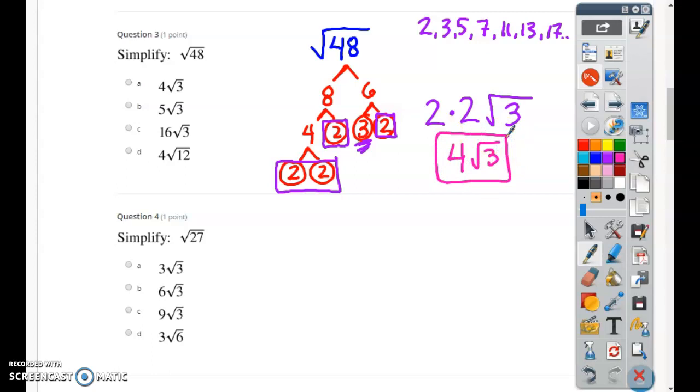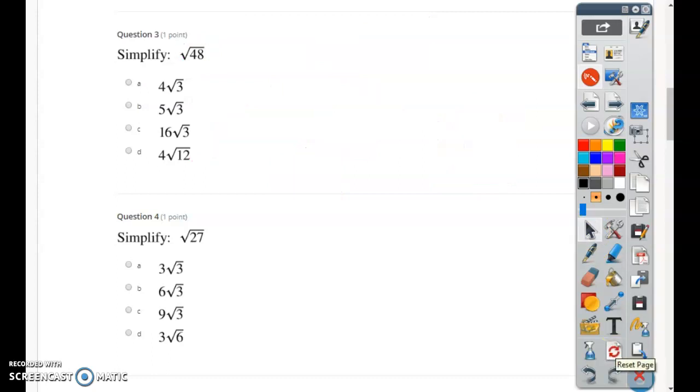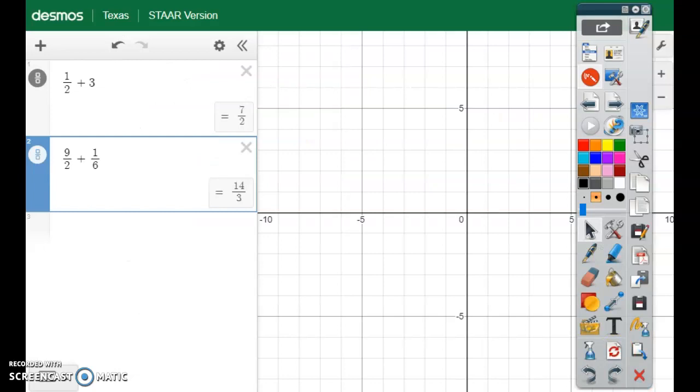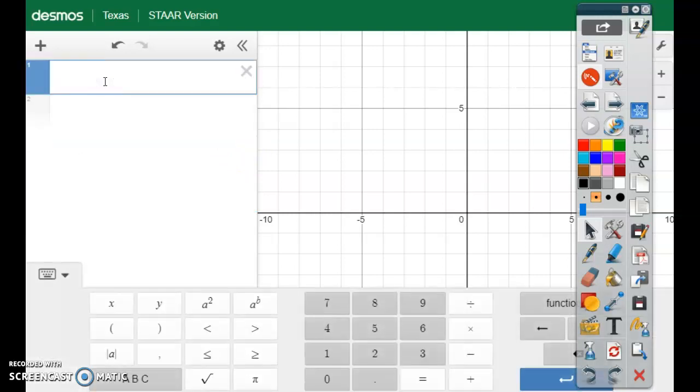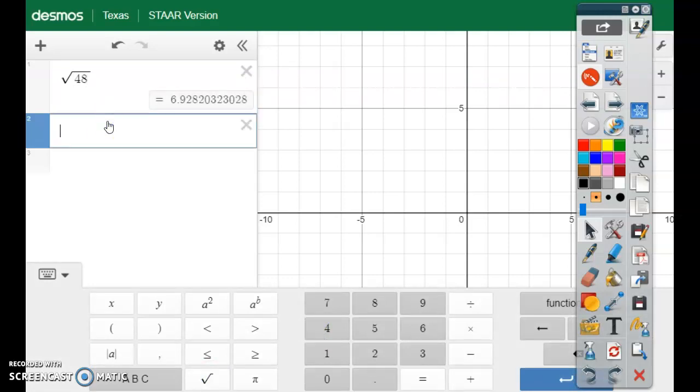Okay? If you put this in Desmos and you put all of these in Desmos, one of those is going to be the same. You want to try it? Let's go put it in Desmos, everybody. The first one, we started with square root of 48. So right here, I'm going to put the square root of 48. My answer was 4 square root of 3. 4 square root of 3 gives me the same thing. The other ones do not.